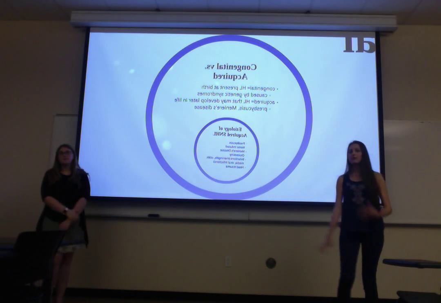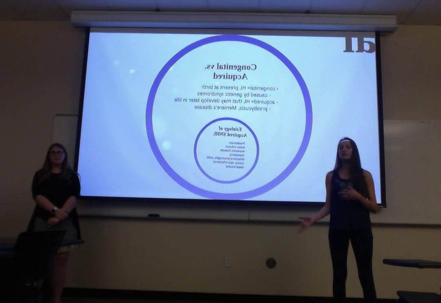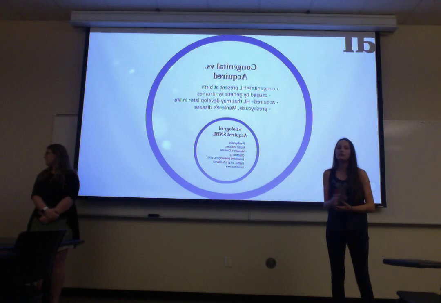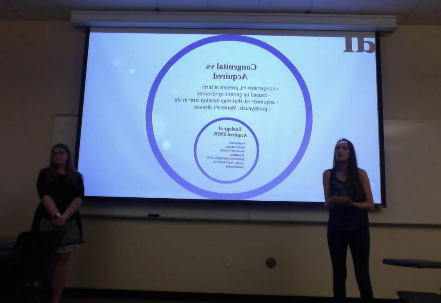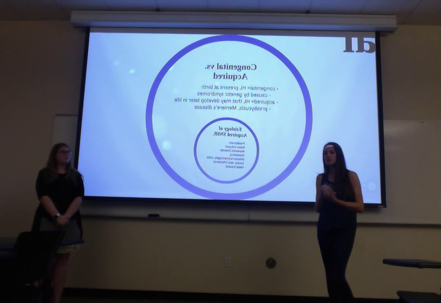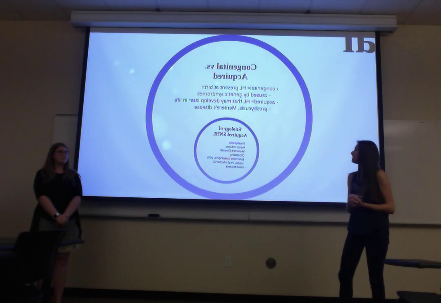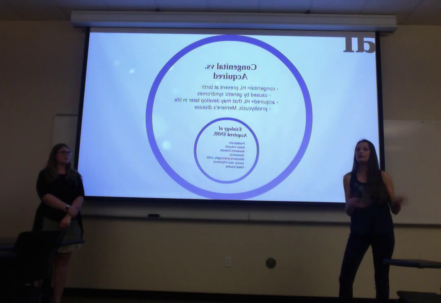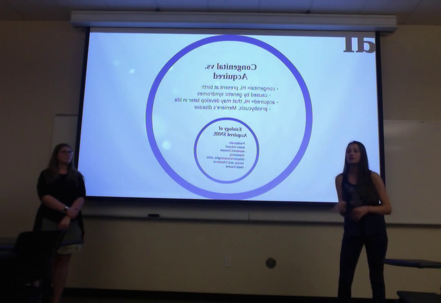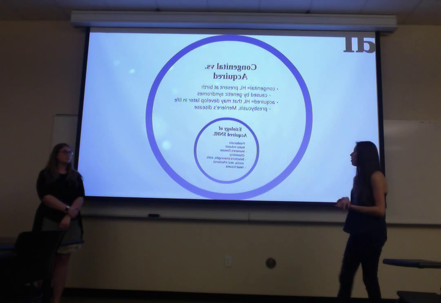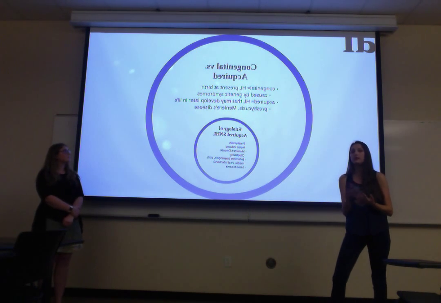Alright, so there's two main types of hearing loss that you can have, congenital versus acquired. Congenital hearing loss is present at birth, which is caused mostly by genetic syndromes. And then there's acquired hearing loss that could develop later in life, such as presbycusis, which is just general getting older, or Meniere's disease, which is fluid in the ear.